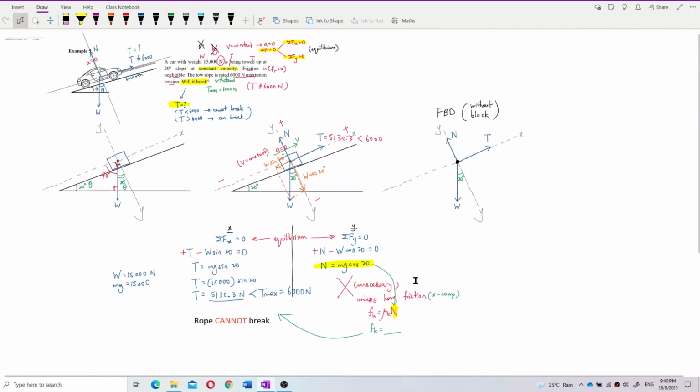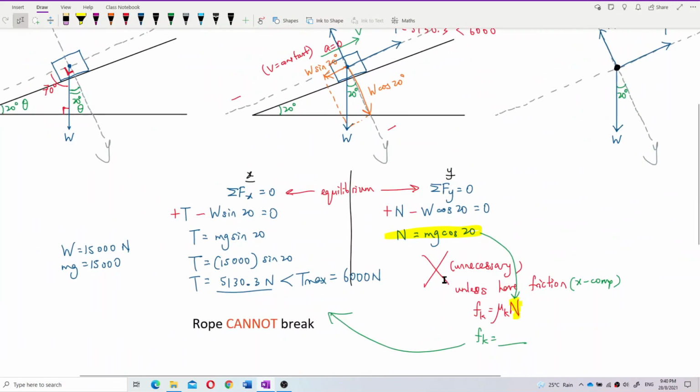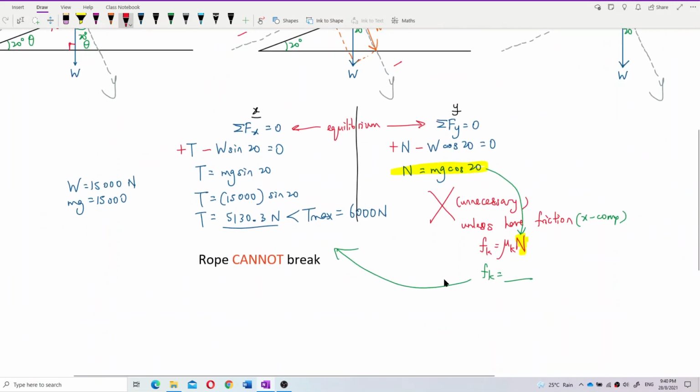So that's it for will it break. The rope cannot break, so it's good. We can say the car is safe. The rope cannot break, that means the car is towed safely up the inclined plane. Okay, that's it. Thank you.